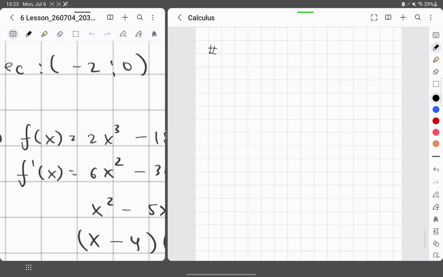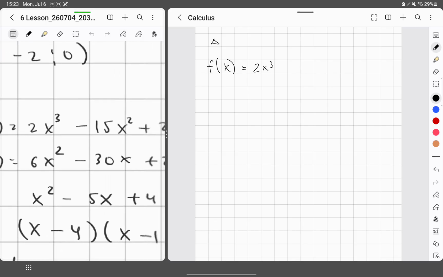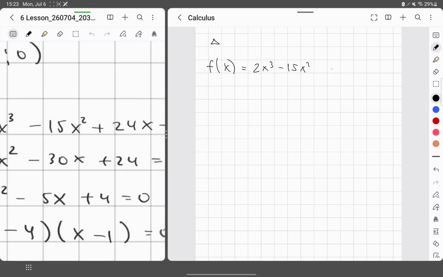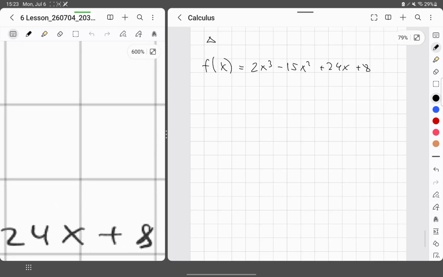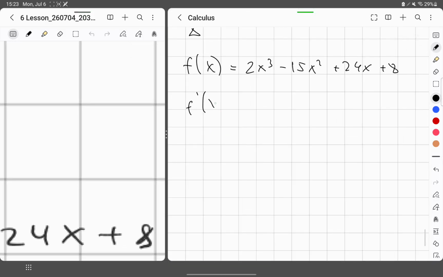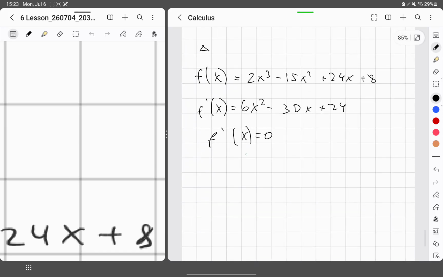Another example. Okay, f of x equals 2x cubed minus 15x squared plus 24x plus 8. All right, we need to find the derivative of this function: 6x squared minus 30x plus 24. It will be 0. So if it will be 0, let's divide all of the sides by 6.